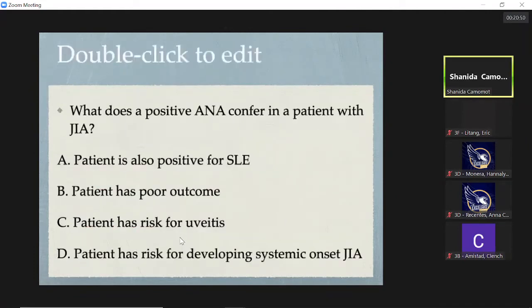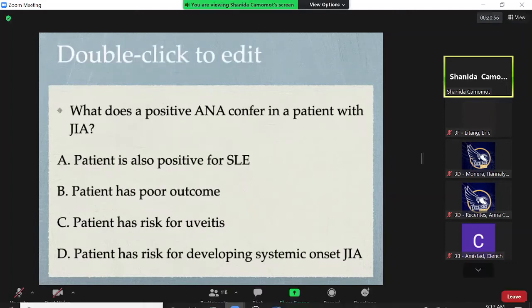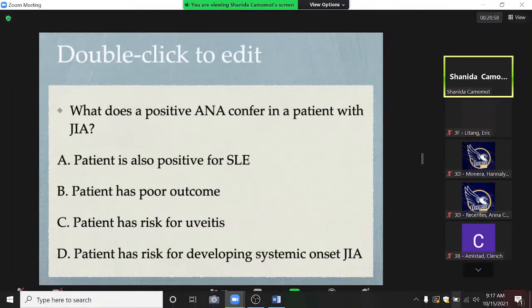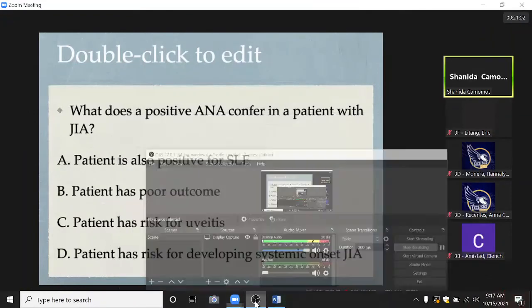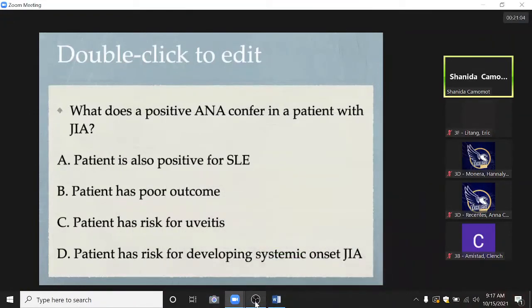So what does a positive ANA confer in a patient with JIA? Is it the patient is also positive for lupus, the patient has poor outcome, the patient has risk for uveitis, or the patient has risk for developing systemic onset JIA? Letter C, Doc. Risk for uveitis. Okay, very good. So the patient has risk for uveitis. Okay, very good. So I'll move on to the next topic.